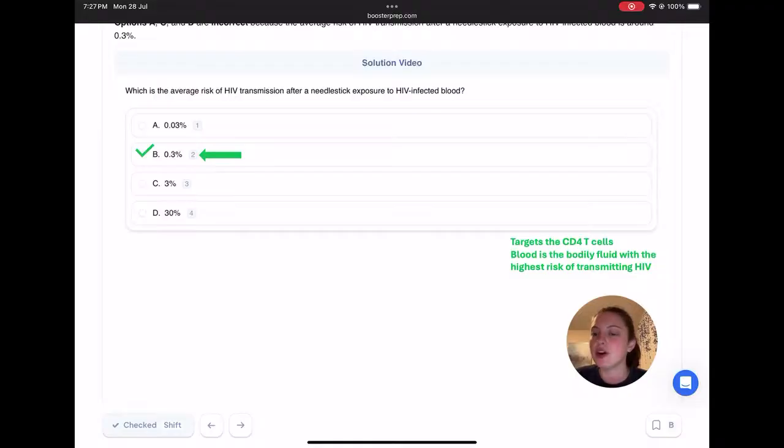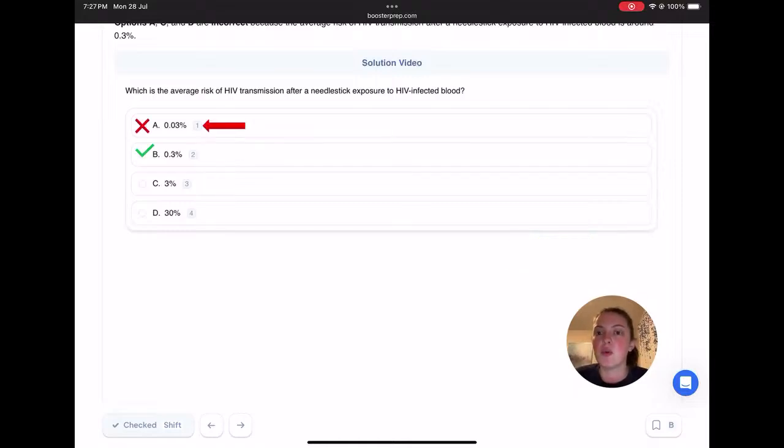Proper needle safety is very important, as I'm sure you've learned, and in the event of a needle stick exposure to HIV-infected blood, the incident needs to be reported, the wound needs to be washed, and post-exposure prophylaxis may be indicated. So you take some medication to maybe beat that infection.